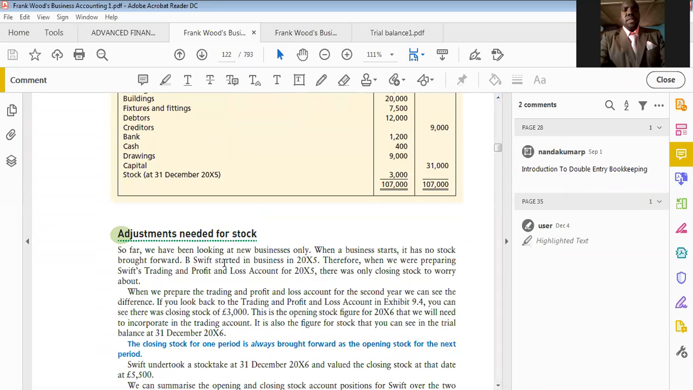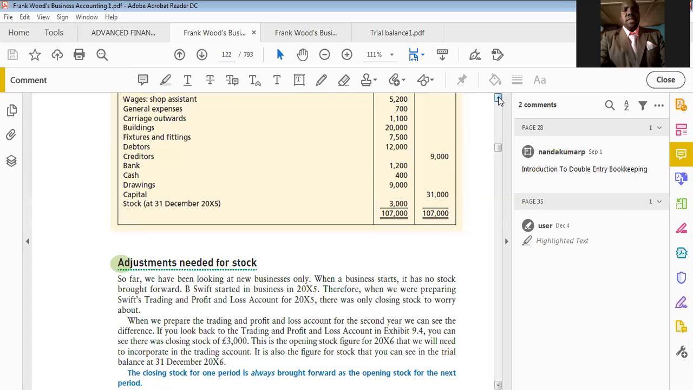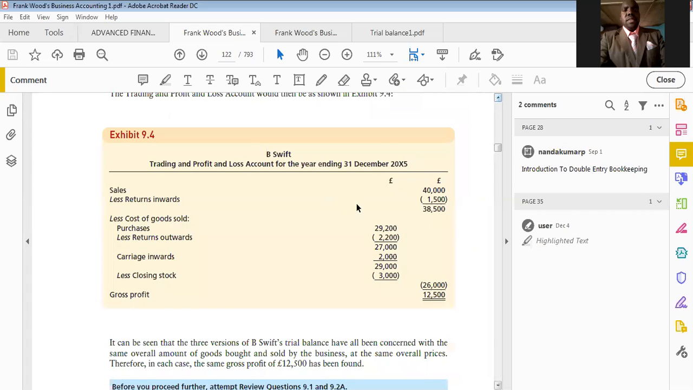So far, I've been looking at new businesses only. When a business starts, it has no stock brought forward. Good. B-Swift started in business in 2005. Therefore, when we were preparing Swift's trading and profit and loss account for 2005, there was only closing stock to worry about, as you can see right here, closing stock alone. So there has been no opening stock, right?